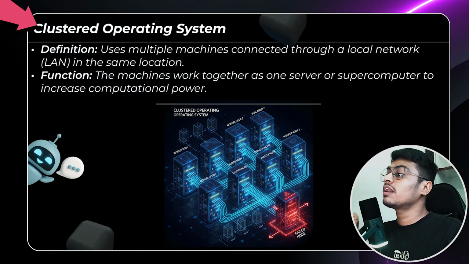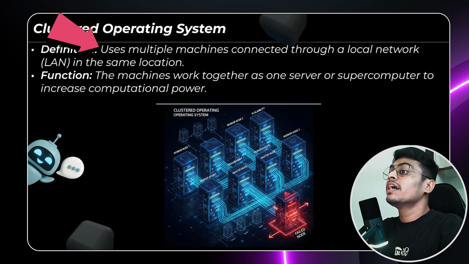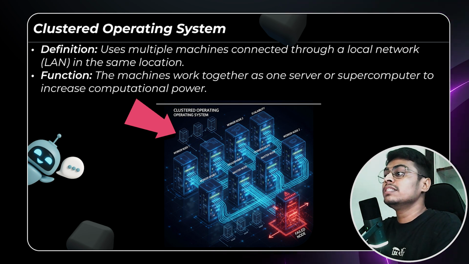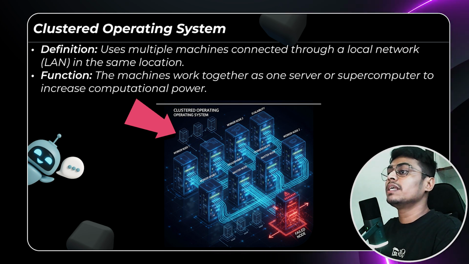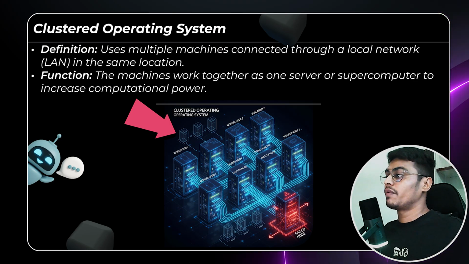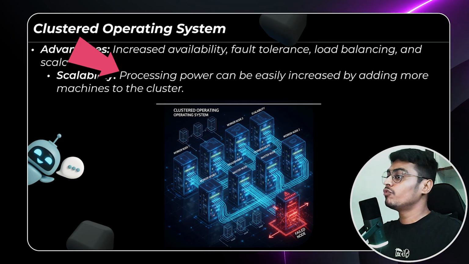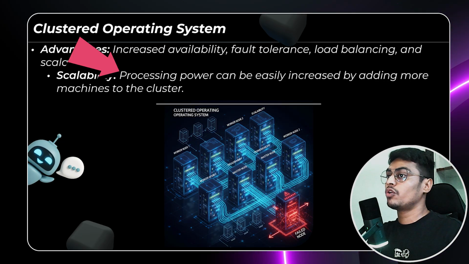Now, what is clustered operating system? Clustered systems also use multiple machines, but they are connected through a local network in the same location, like connecting multiple devices in a LAN, local area network. These machines work together as one server or a supercomputer, significantly increasing computational power. The main advantages are increased availability, fault tolerance, load balancing, and scalability. If you need twice the processing power tomorrow, you can easily add more machines to your cluster.